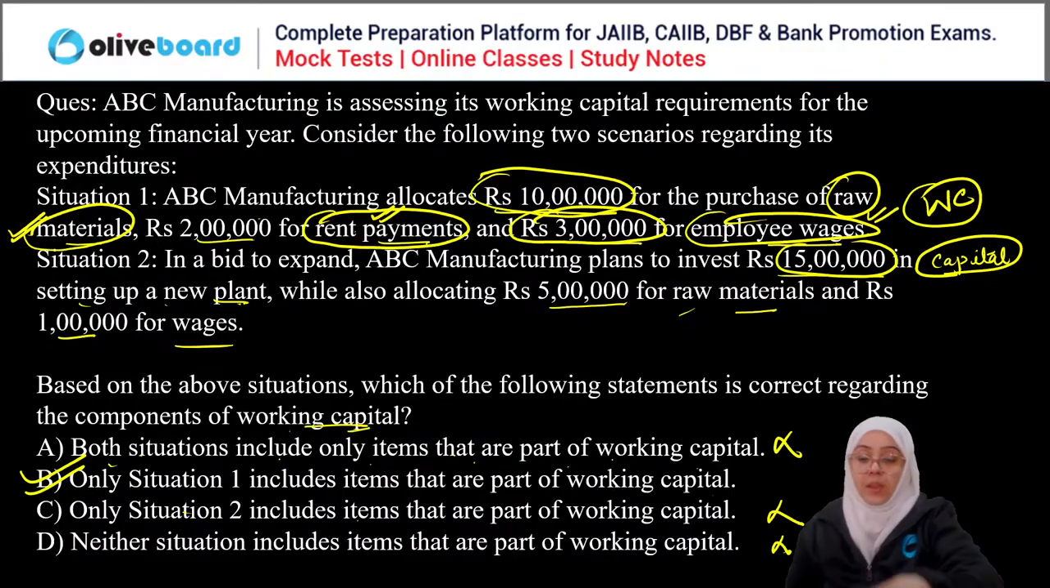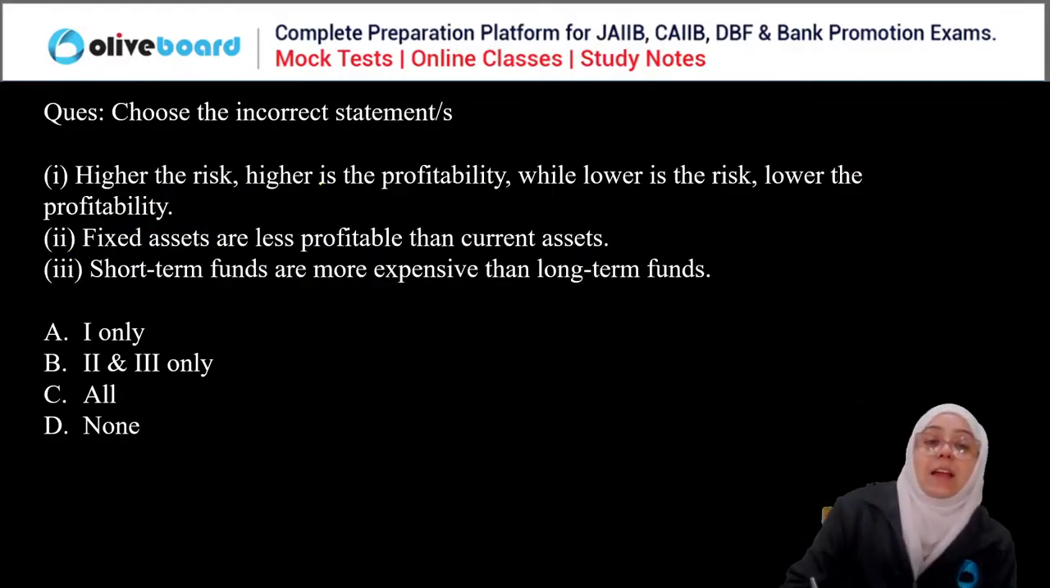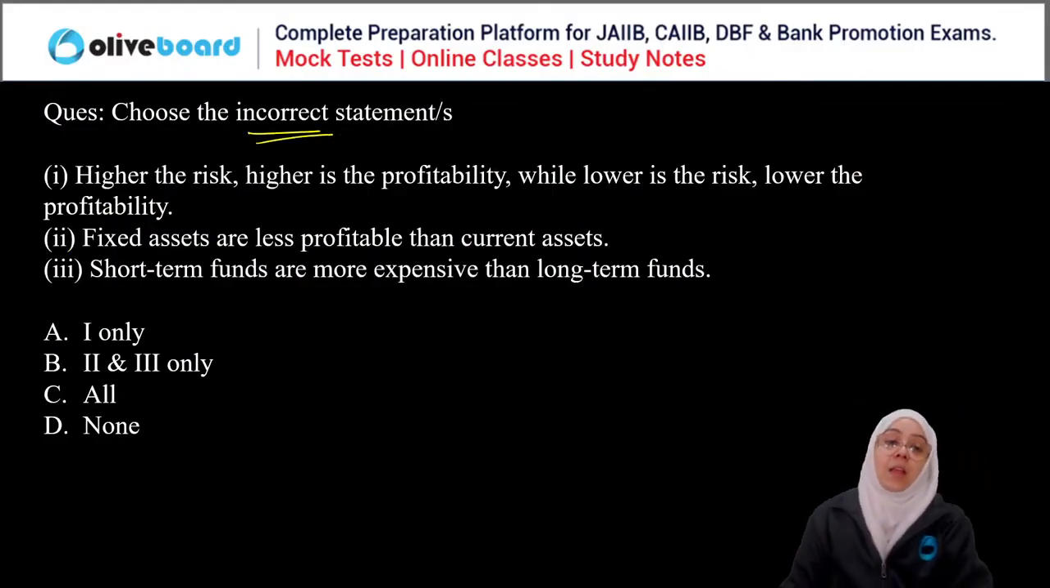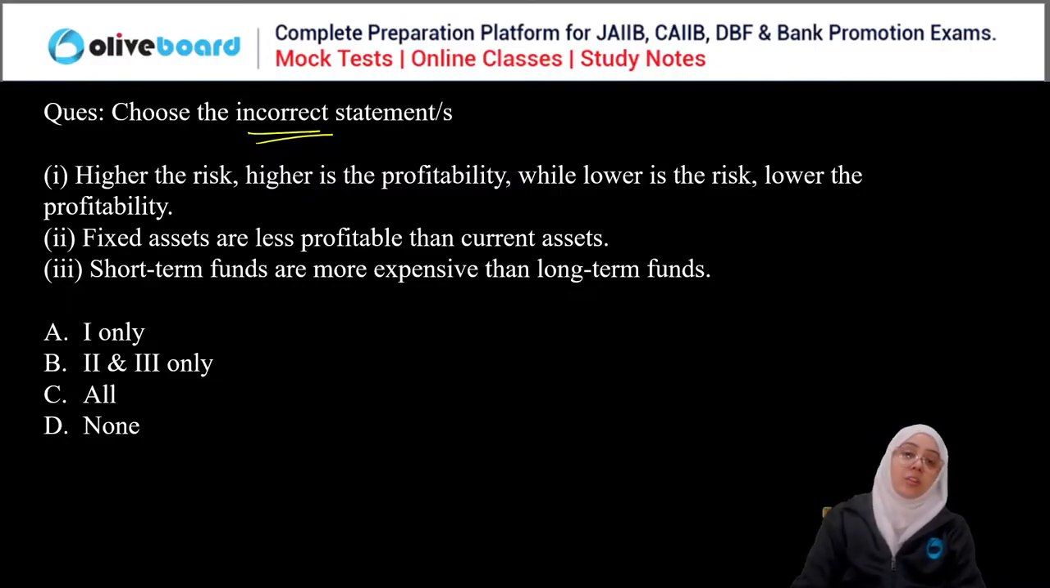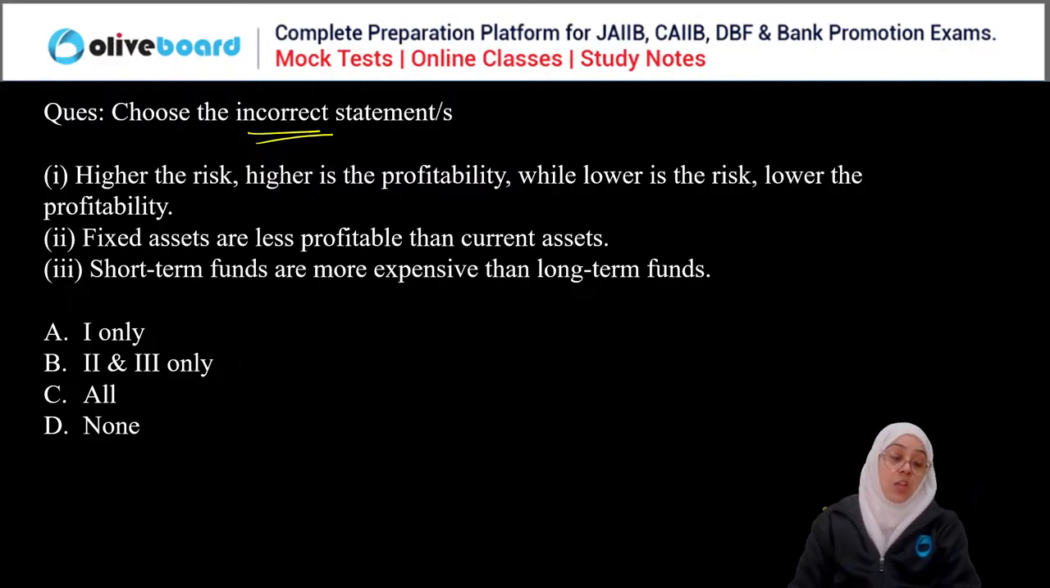Okay. Good. Next question. Choose the incorrect statement. Higher the risk, higher will be the profitability. Lower the risk, lower is the profitability. Fixed assets are less profitable than the current assets. Short term funds are more expensive than the long term funds. Choose the incorrect statement, everyone.